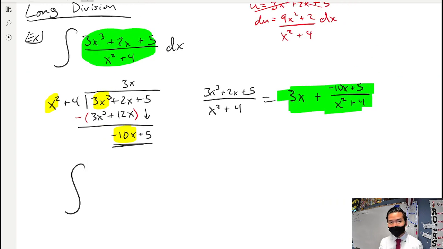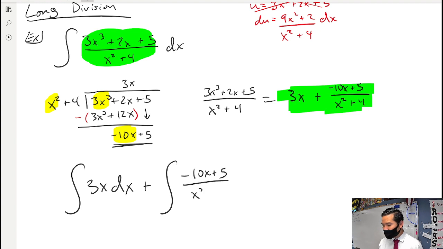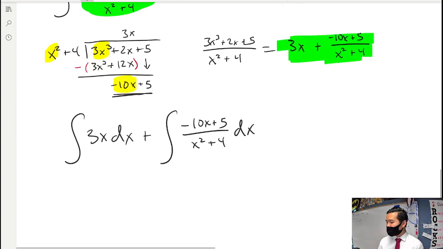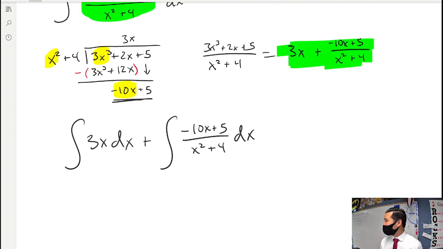Because now I can write this as the integral of 3x dx, would you agree? Plus the integral of negative 10x plus 5 over x squared plus 4 dx on its own. Now you'll say, that doesn't look any better, and I agree with you, it doesn't. But at least I can do this now. This is easy right there, isn't it, that I have boxed? I can do that piece of cake.